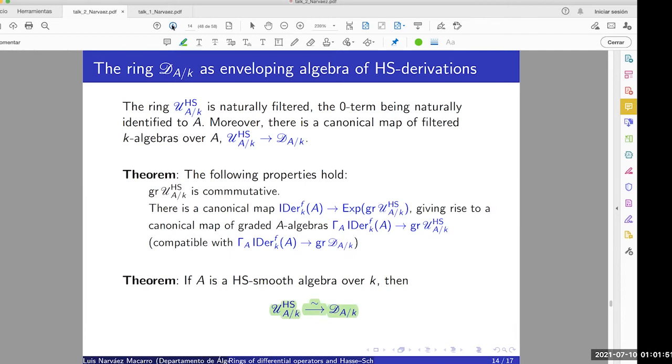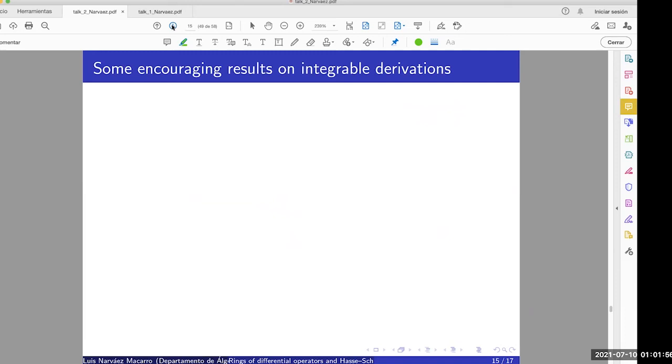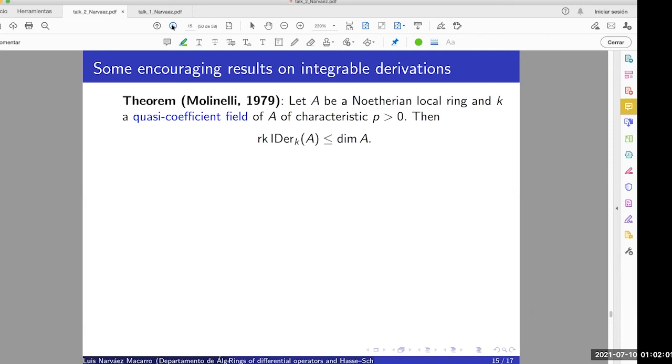In order to finish, I will give you a short list of some results in order to, I don't know, convince you that these notions are interesting. Actually, I think that all this theory was seriously started by Matsumura and some of his collaborators, and Molinelli was one of them.